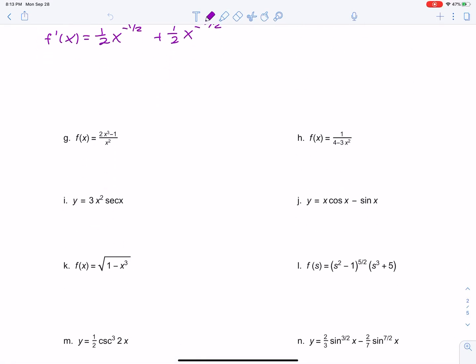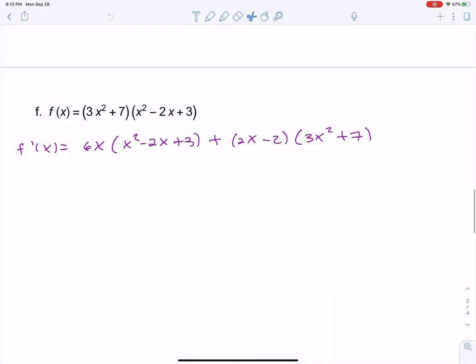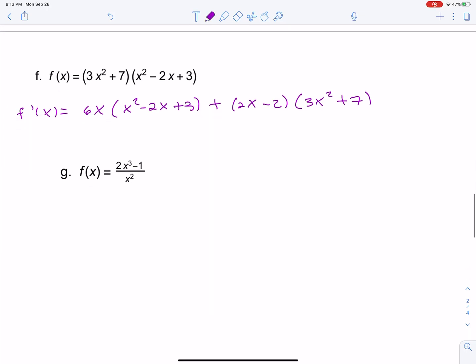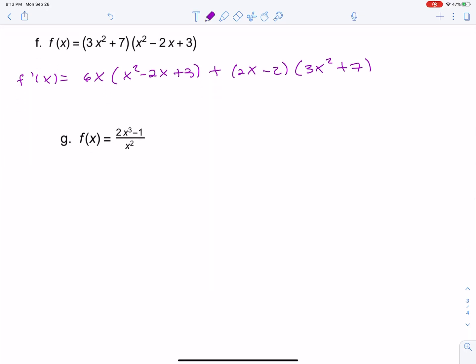Let's do letter G. I'm going to just grab G here. Okay, so what do we got here? I've got a couple choices on G. I could apply quotient rule, or maybe I want to simplify this algebraically. It would actually be simpler to simplify this algebraically.